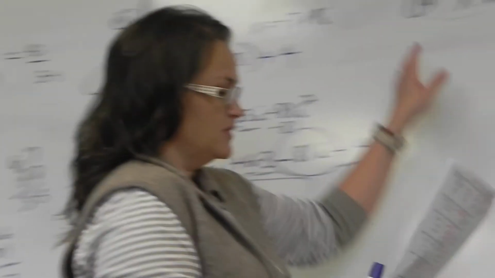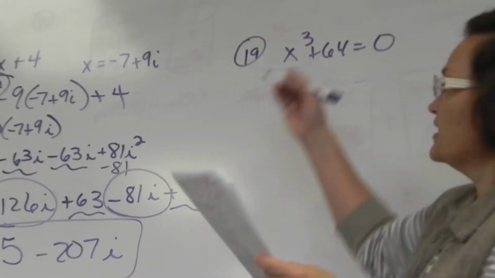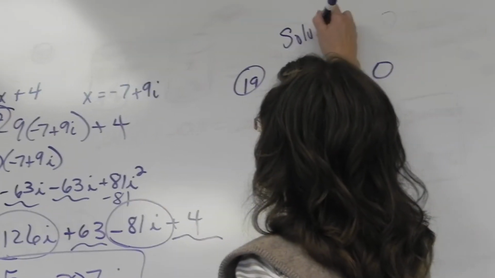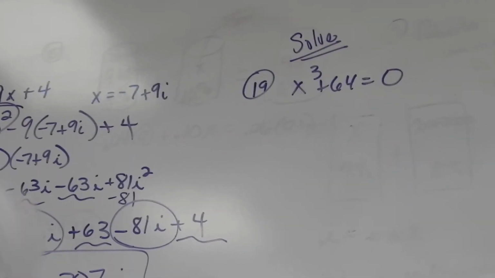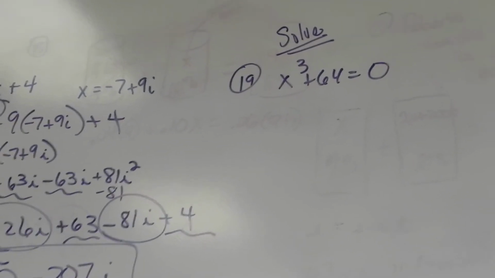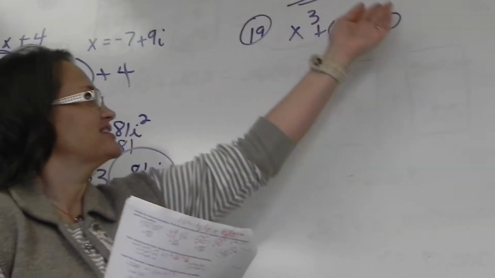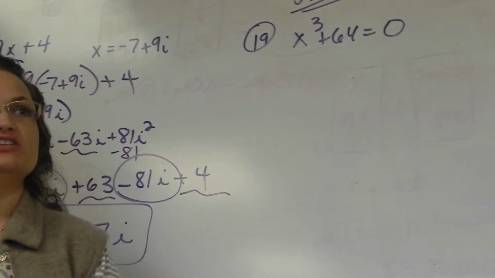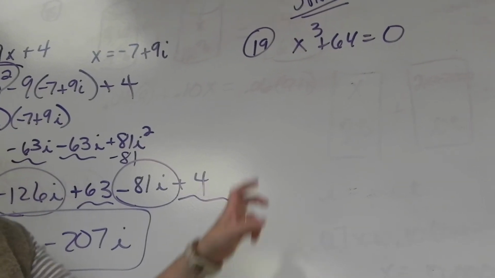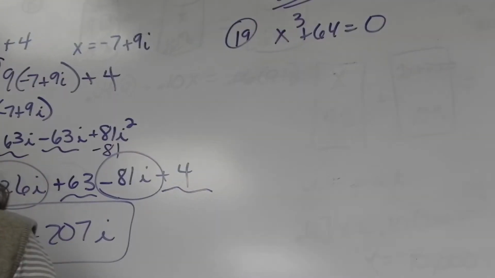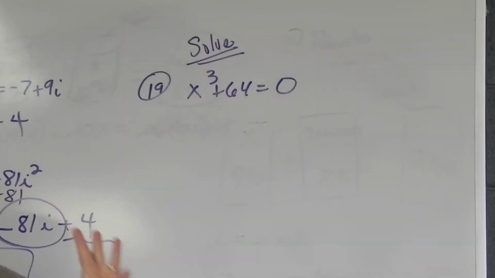Okay, number 19. 19, the directions say to solve. Now, there's one answer that you can get to by just cubing each side or cube rooting each side. If you take the 64 across the line and take the cube root of each side, you do catch one of your answers, the real answer part of it. But because it is a third degree equation, we are supposed to account for all three solutions.